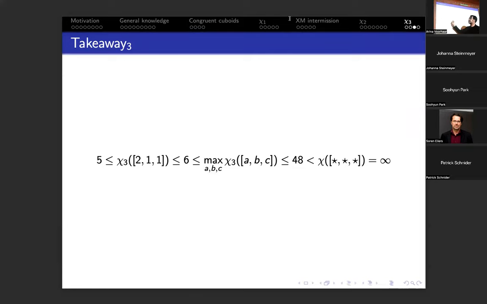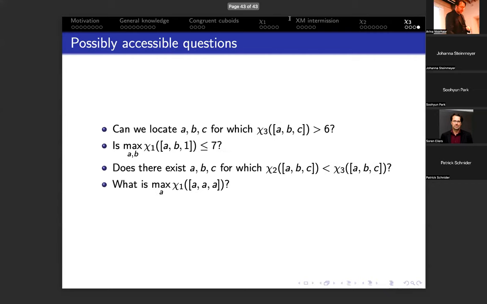I don't know if it's 5 or 6, and I don't know if this number is 6 or not. It's a number. I can tell you it's between 6 and 48, but that's what I can do. So this is somehow not super aggressive, but at least 48 is strictly less than infinity. So this is what we have.